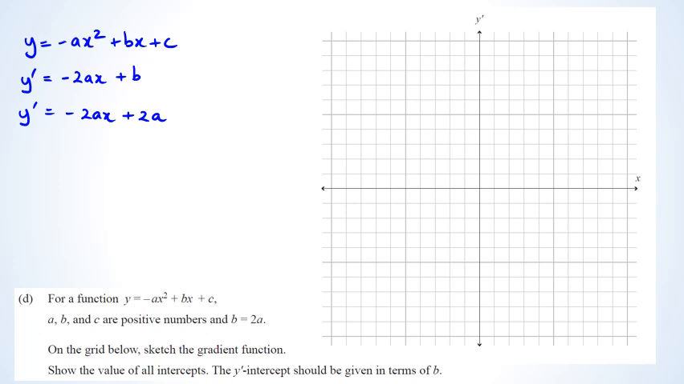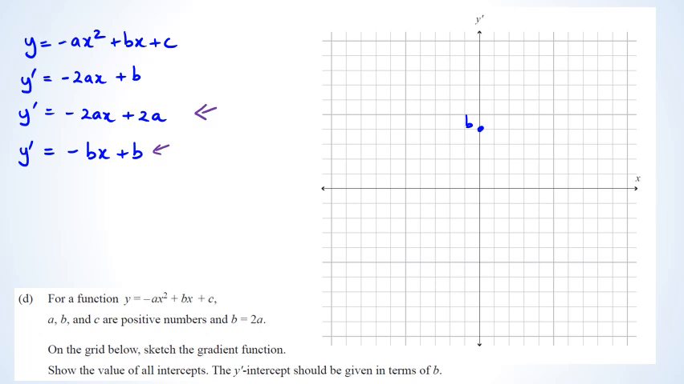But the problem is the y-intercept should be given in terms of b. So obviously I do not want to have any a's in my equations. So what I really should have done is written this as y dash is equal to negative bx plus b. Because if you think about it, in the previous equation my y-intercept came out as 2a, but in this equation my y-intercept comes out as b. So I've got y dash equals negative bx plus b, which means I've got my y-intercept, let's just put that as b. That's my y-intercept.